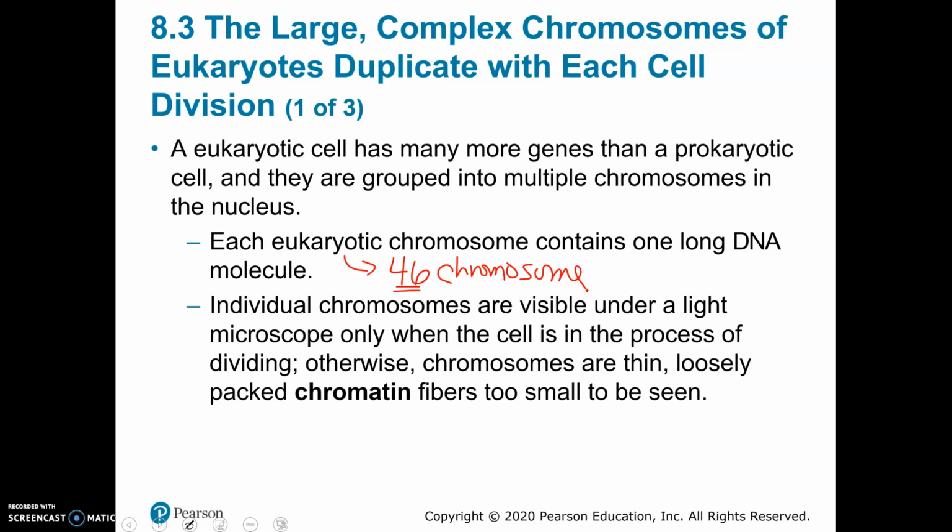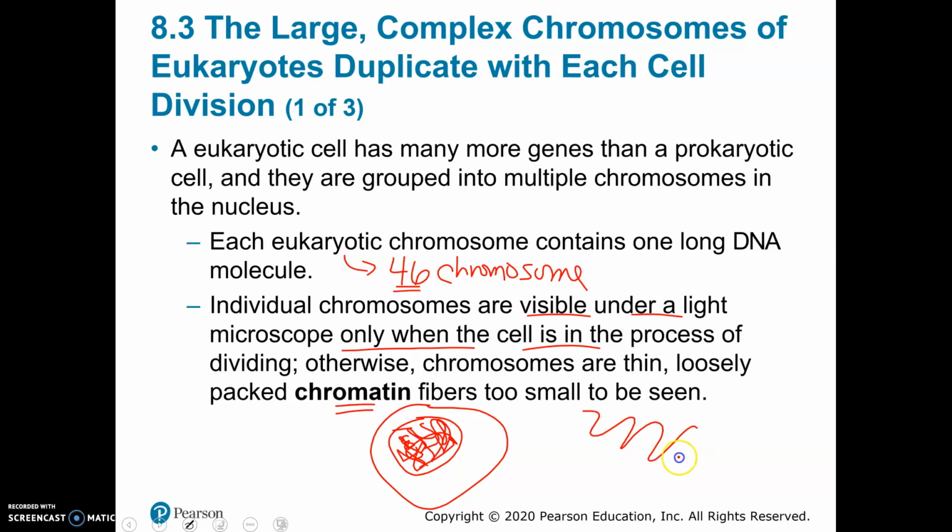Now, when the cell is not dividing, if you're looking through a microscope, you would not actually see chromosomes. You would just see inside the nucleus something that looks kind of like this, and that's called chromatin. That's the DNA all sort of unwound into its longest possible form. When the cell is going to divide, the chromatin coils up super, super tightly, and that's what becomes a chromosome.